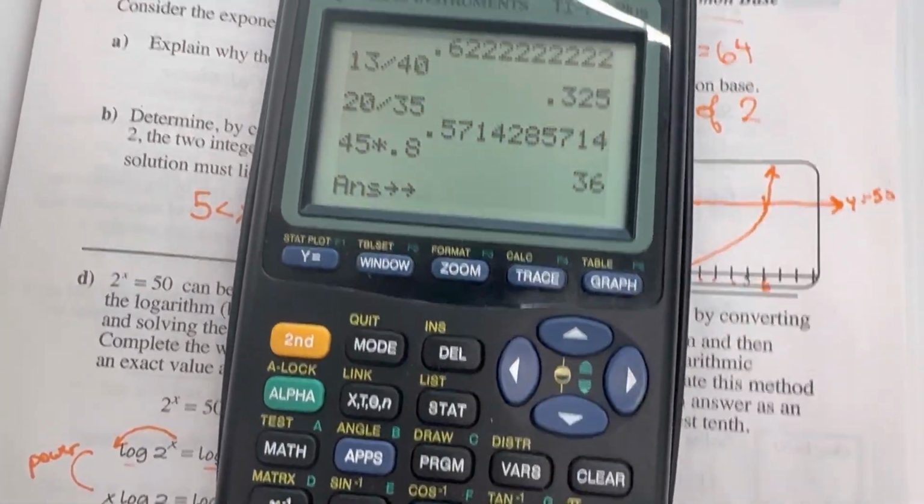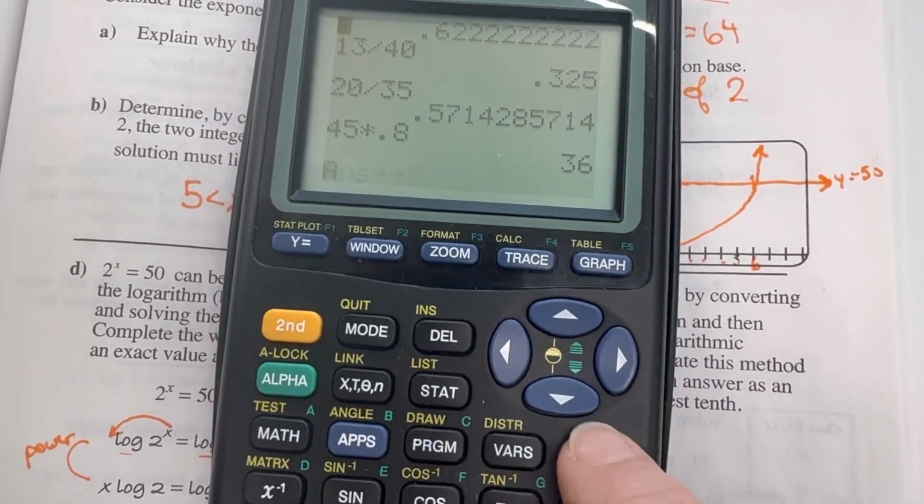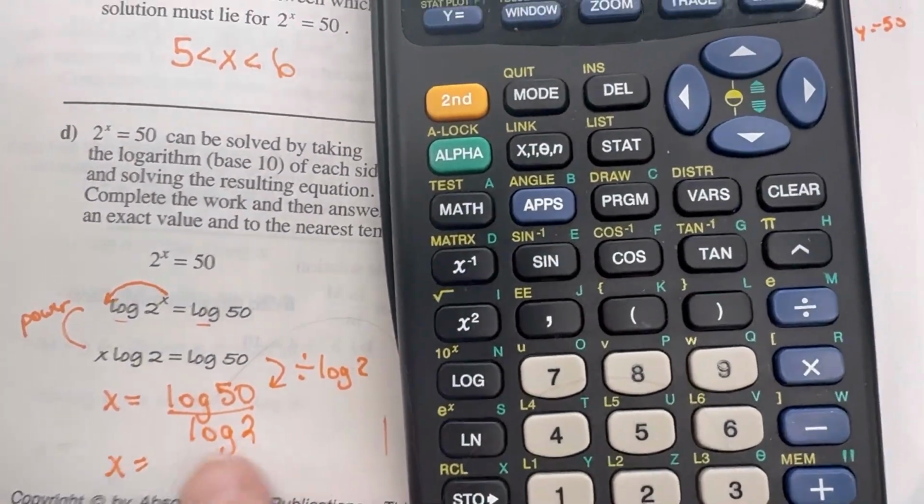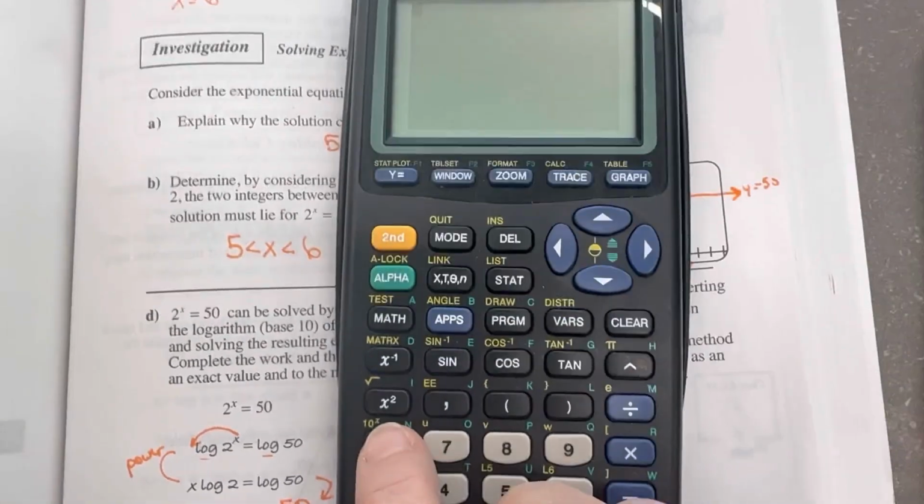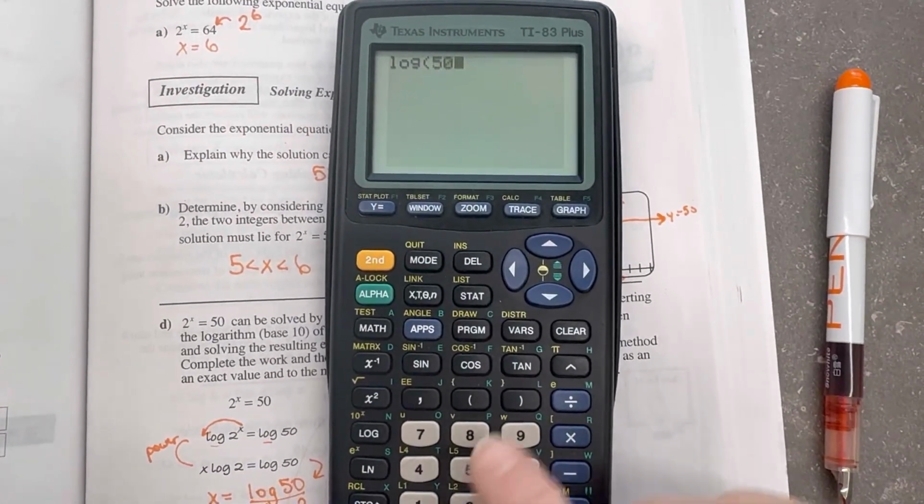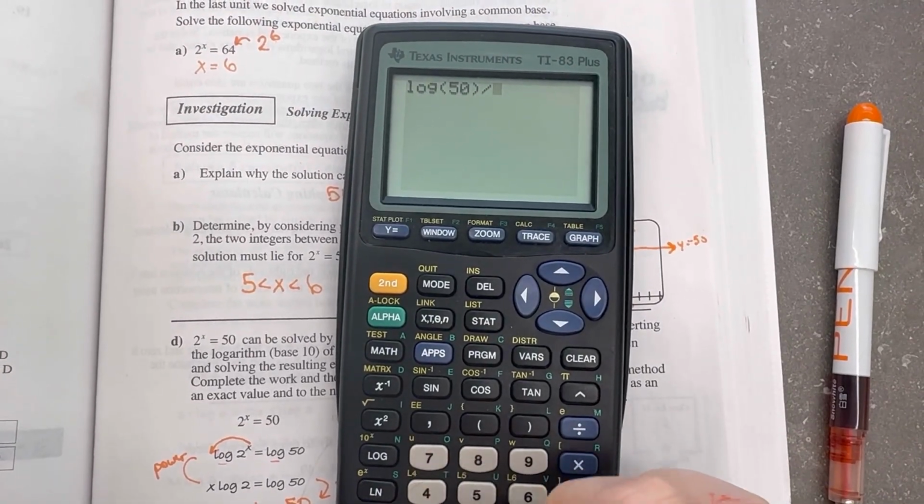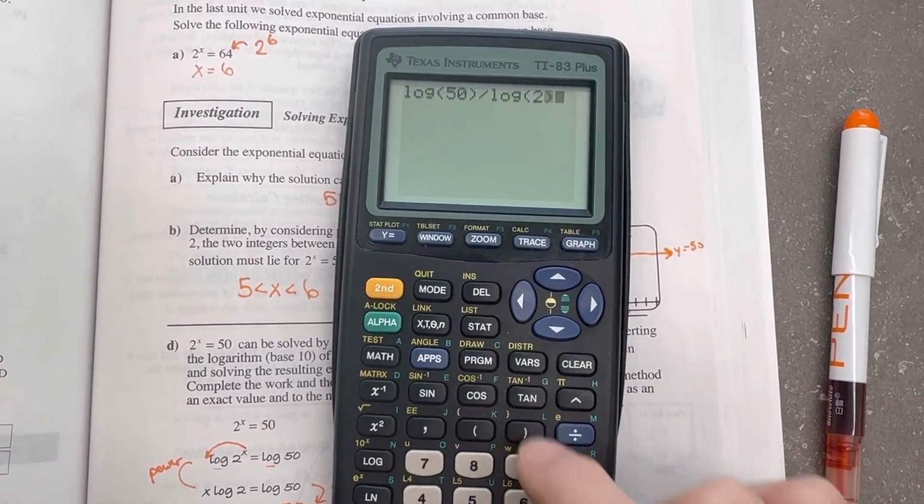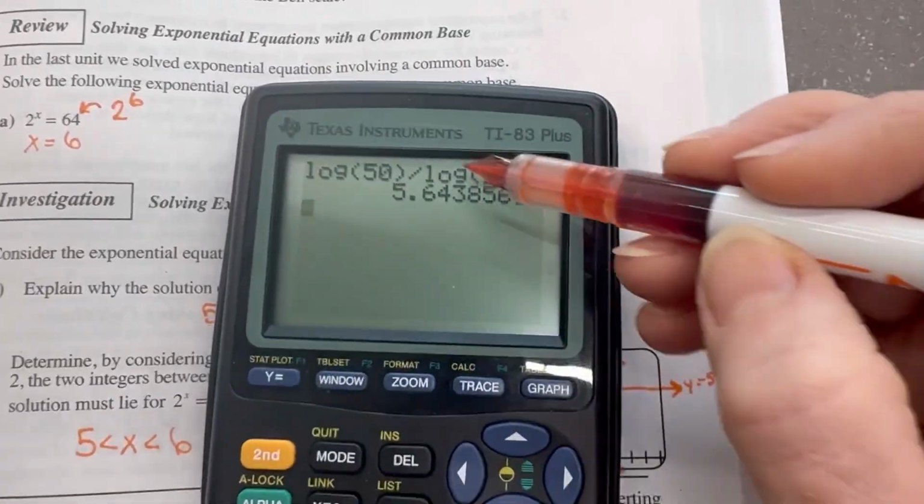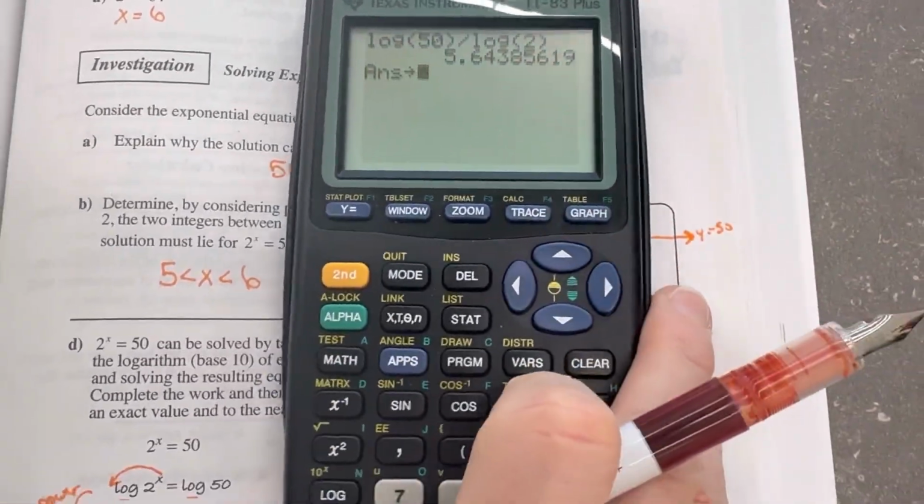which I would then just substitute in here. These are both the common logs, right? So then I would have my log 50 divided by log 2. Hopefully this does the, yeah, okay, good. I wasn't sure if I was going to need to put brackets around there, but there's my 5.6.